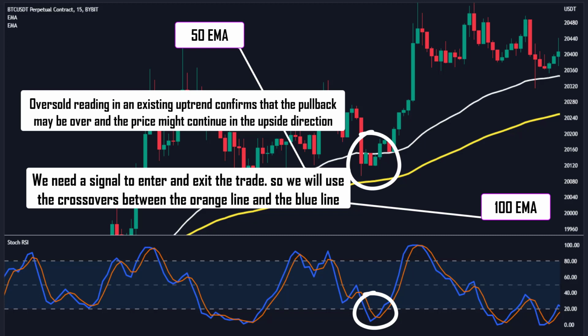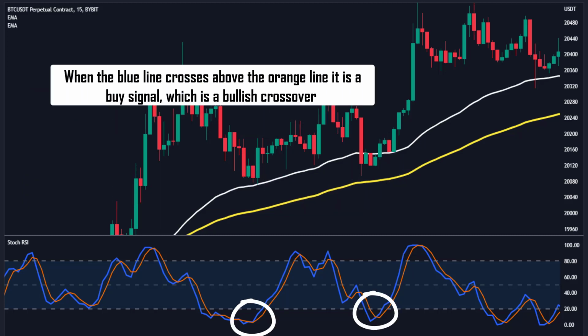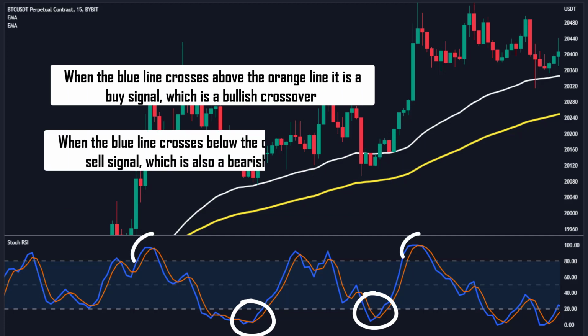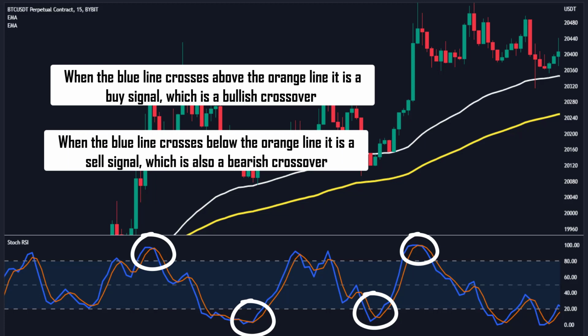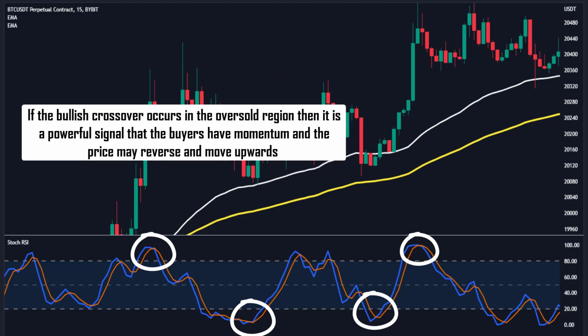So we will use the crossovers between the orange line and the blue line. Remember that when the blue line crosses above the orange line, it is a buy signal, which is a bullish crossover, and when the blue line crosses below the orange line, it is a sell signal, which is a bearish crossover. Traders use these crossovers to generate buy and sell signals. If the bullish crossover occurs in the oversold region, then it is a powerful signal that the buyers have momentum and the price may reverse and move upwards.